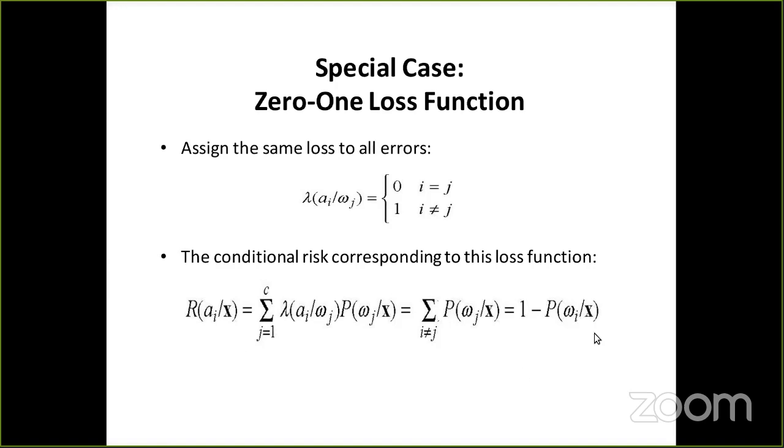Now, if you look at this expression, this is extremely intuitive. What is the risk associated with taking action i given your data? That is 1 minus the probability of that category given your data, given your feature. So if the probability of that data belonging to that class is high, then 1 minus that probability is low, and that says that the risk is low. If your actual probability of belonging to that class is high, then the risk is low, and vice versa.